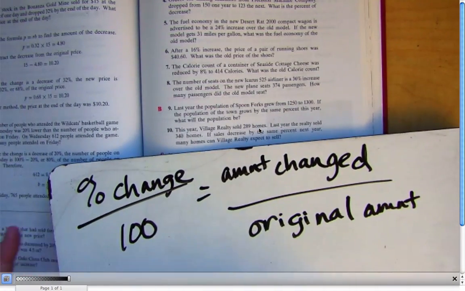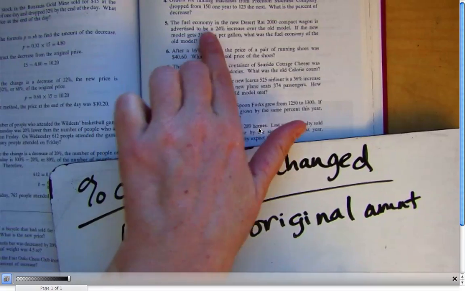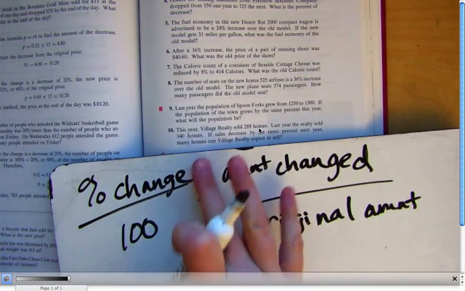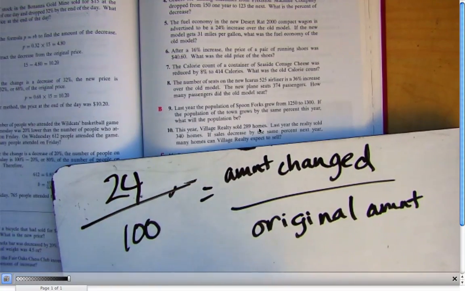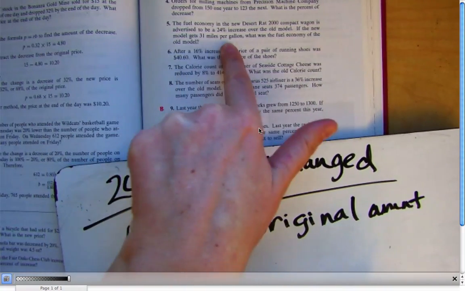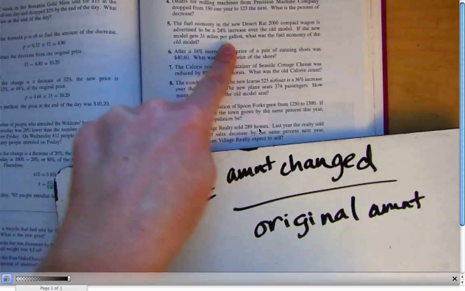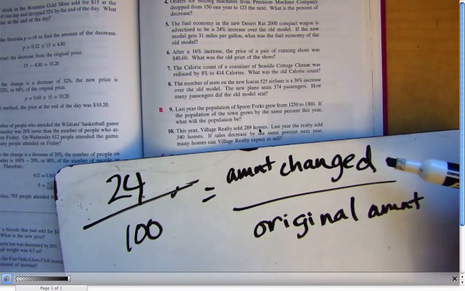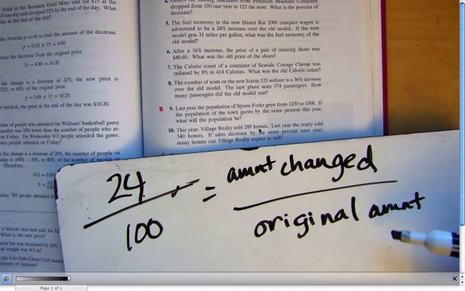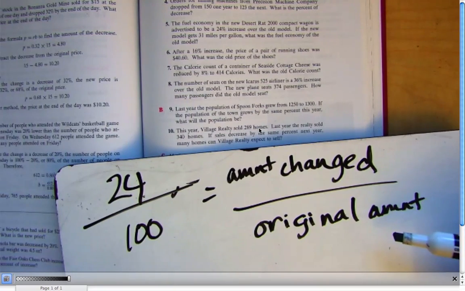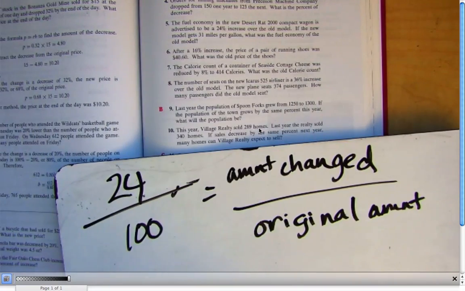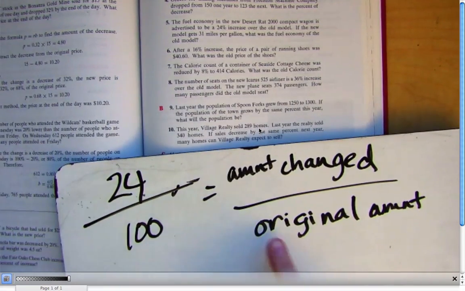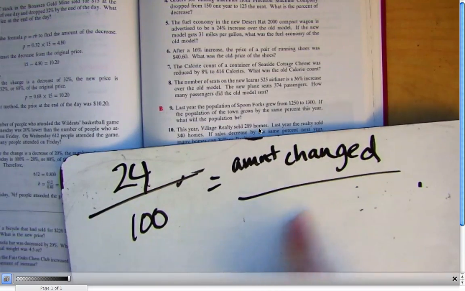Okay, so what do we know? It says 24% increase over the old model, so we know the percent change is 24. They also tell us the new model gets 31 miles per gallon. Well, the new model is not the amount changed, and it's also not the original amount. So right now we don't know either of those, so 31 can't go in either of those slots. They want to know what was the fuel economy of the old model. So they want to know the old model, the original amount. So this is our X.